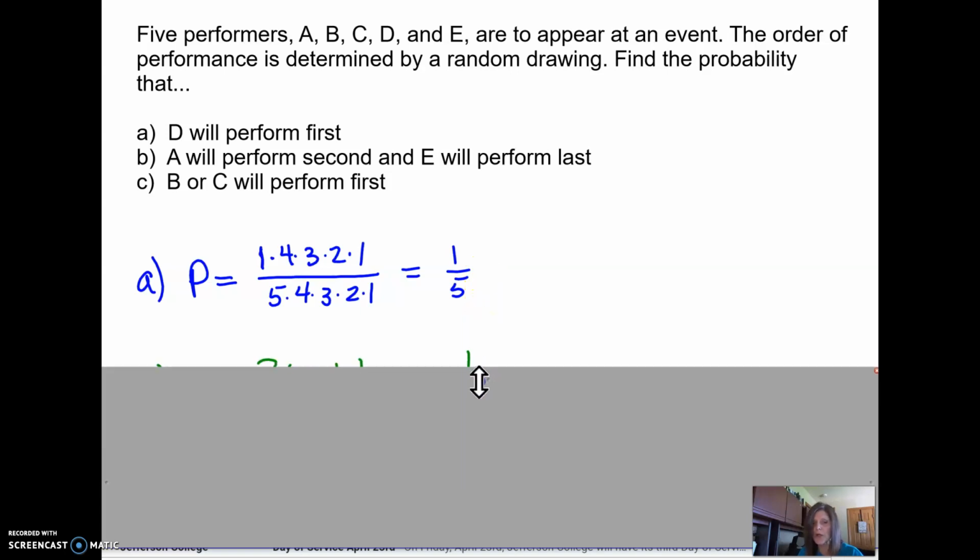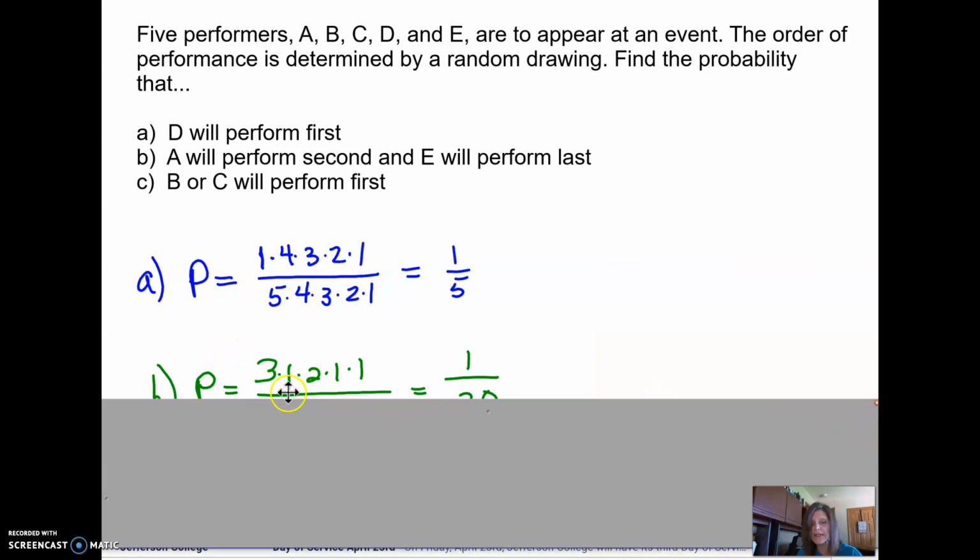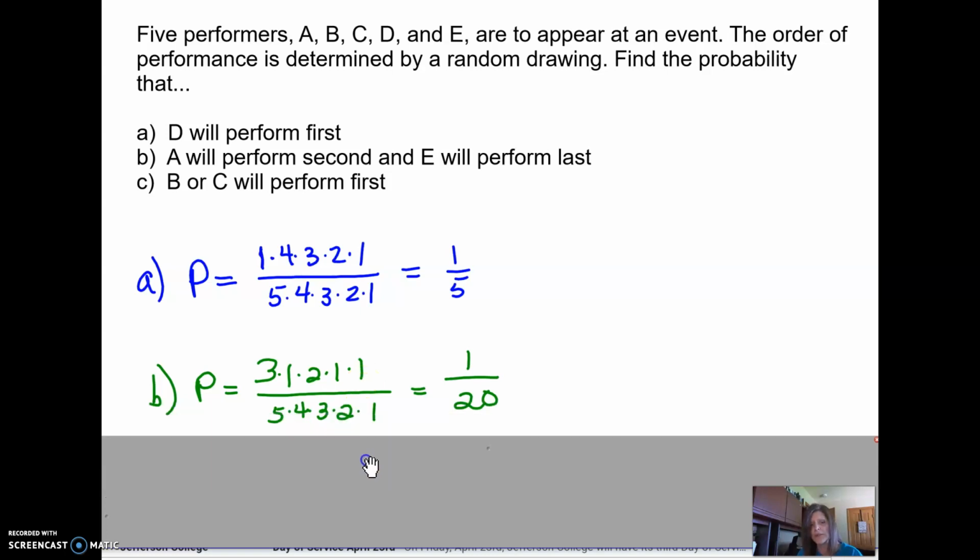So for this one, we are going to have the second space. Second space, there's only one option for A. And the last space, there's only one option, that's E. That's taking 2 out of the 5 performers, leaving only 3 to decide who gets to go first, and third, and fourth. So it's 3 times 1 times 2 times 1 times 1 on the top. The bottom, same as above. So again, we're going to cancel out what we can. This time, we have a little bit more arithmetic to do, and we're going to come up with a final answer of 1/20. Okay, so a lesser probability that that's going to happen.